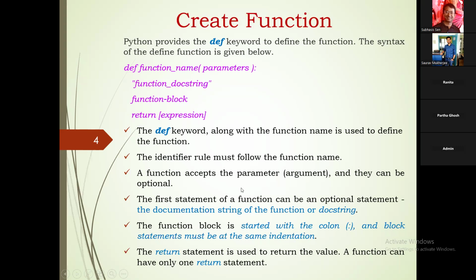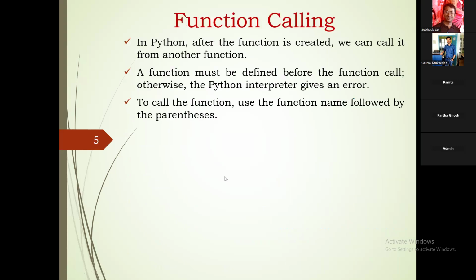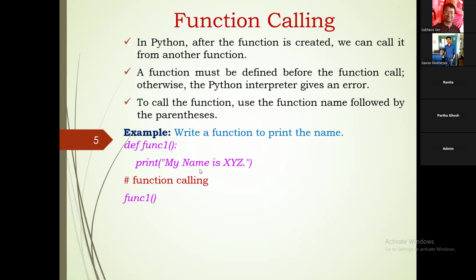So when the first statement of the function can be optional, the function block is started with the colon, everything is written here. So definitely I'm not reading it. I am trying to give the same simple example, then you can understand what is the meaning of function. So these are my user-defined functions.